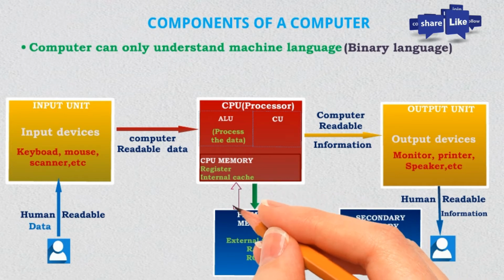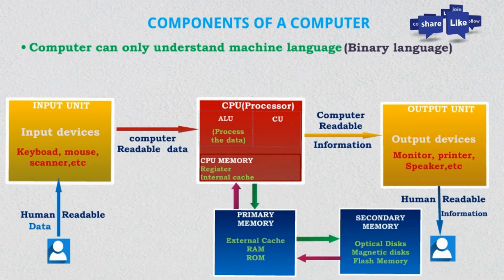Here secondary memory does not have direct contact with the CPU. So it is called as secondary memory. Primary memory has direct contact with the CPU. So it is called as primary memory. Another name of primary memory is main memory.